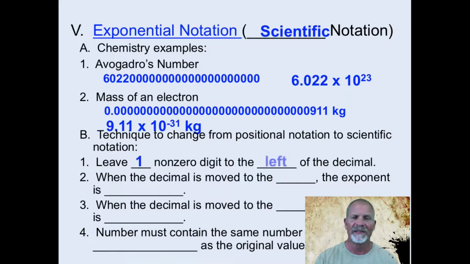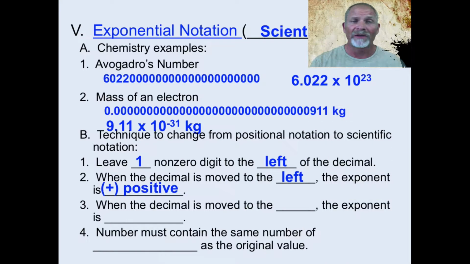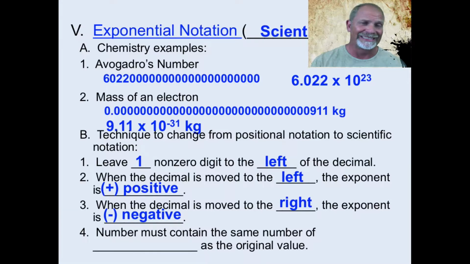So the technique is this. The rule of thumb is one non-zero digit to the left of the decimal. When the decimal is moved to the left, the exponent is going to be positive, as we see with example number 1, Avogadro's number. We moved it to the left to get to our goal, which represents a large number. If we move it to the right, like we saw in example number 2, the mass of the electron, then we had to move it to the right because the number was so small. Therefore, my exponent is negative, representing a very small number.